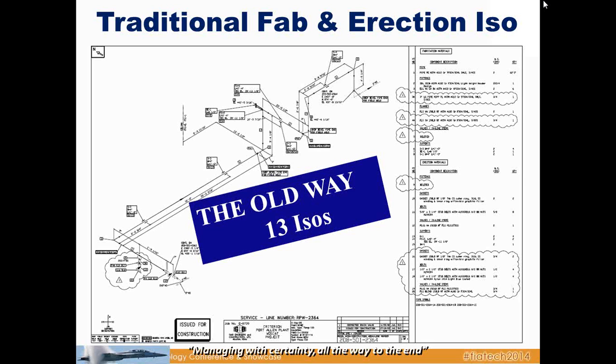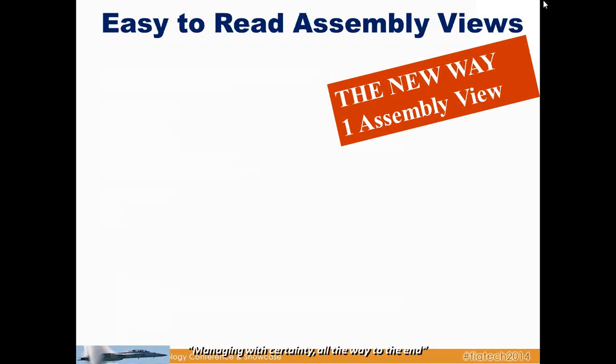This is just another example of traditional fabrication and erection ISO. You can see how complex they are. And we get it in a work package. One of the work packages I looked at had 13 of these ISOs in the work package. Normally we would give the guy 13 ISOs, and they'd have to figure out where they are. And here's the new way. Now, S&B is doing a lot of this. Next slide. S&B is doing a lot of this in the new way.